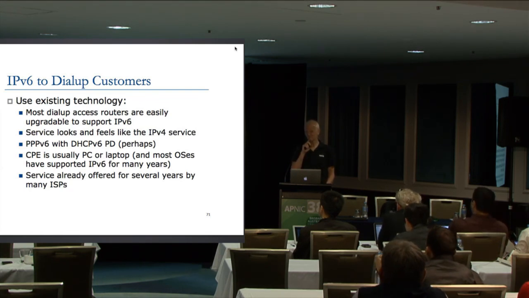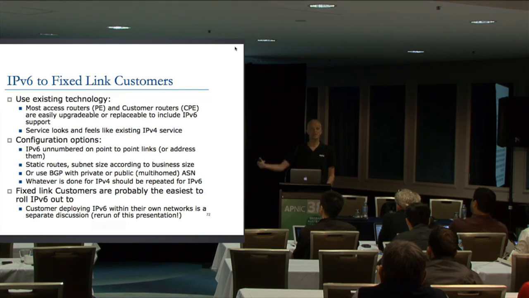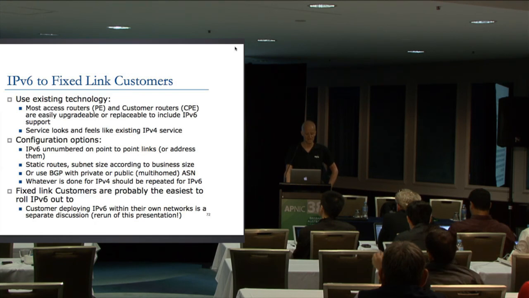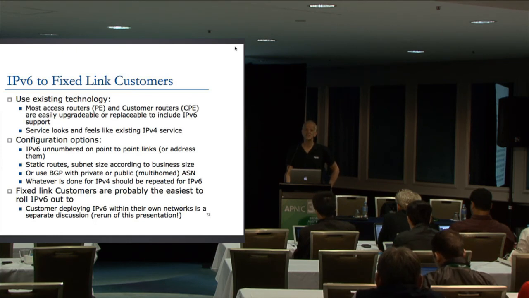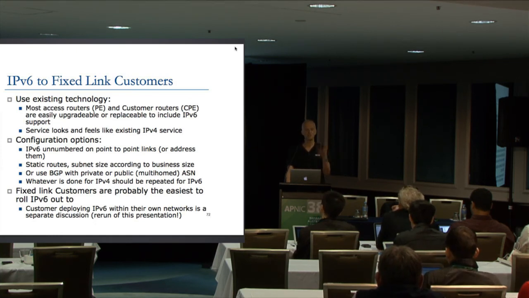Fixed link customers, very easy to get from you to their router. Beyond their router, through firewalls and all the rest, that's another matter, another story altogether. These are probably the easiest to roll out to make v6 available to the router at their premises. How they deploy v6 within their own network is a completely separate story. As I said earlier, take this presentation, repeat.